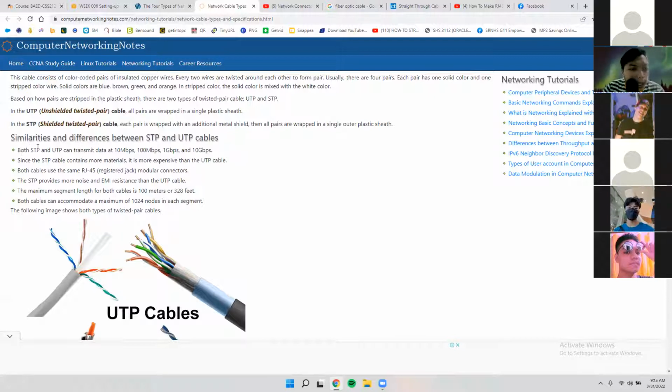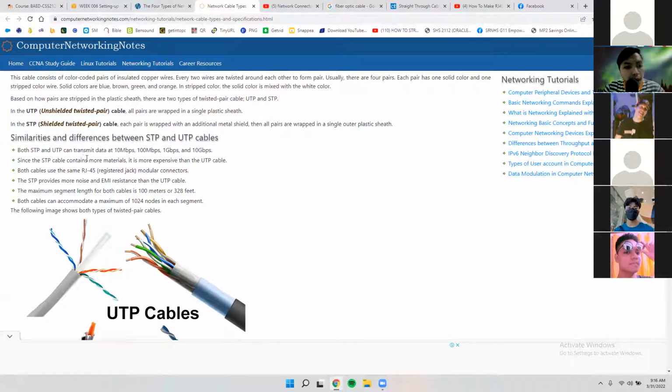Number 1, can transmit data. Same pa din, 10 Mbps, 100, hanggang sa ngayon 10 Gbps tayo. Okay? So again, since STP has more materials, it's more expensive than UTP kasi may foil ang isa-isa doon sa cable sa strip na yon.